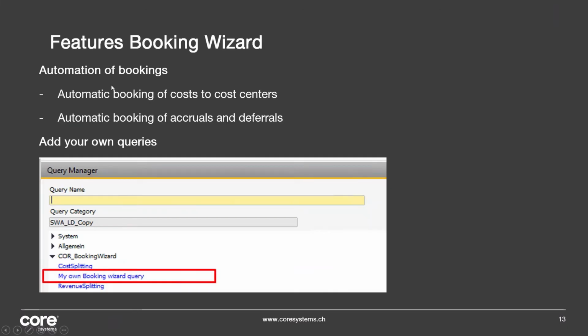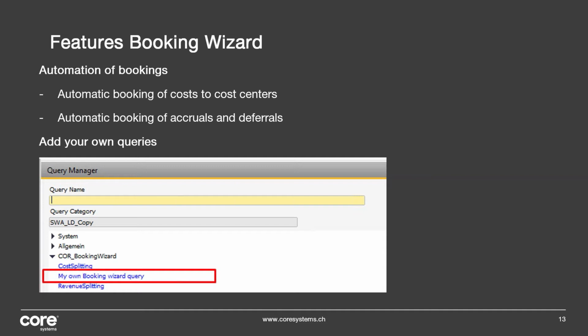The features. Out of the box, you have, as mentioned, the possibility to automate the bookings, and there are two queries already included. The one is automatic booking of costs to cost centers. The query is called the cost splitting one. That's the one here below. And then we have also the automatic booking for accruals and deferrals, meaning the revenue splitting. Those are the most common ones.